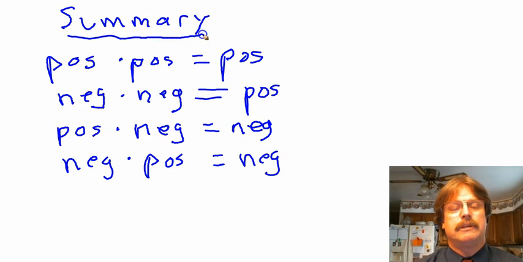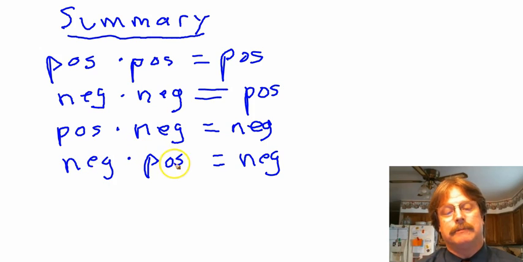So in summary for these rules, based on what I just showed you, a positive integer times a positive integer is going to give us a positive answer. A negative integer times a negative integer is also going to give us a positive answer. But a positive integer times a negative integer will give us a negative product, and a negative integer times a positive integer will give us a negative product also.